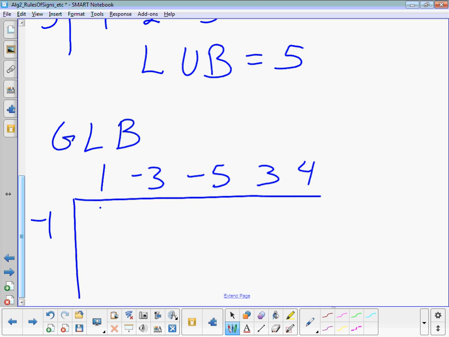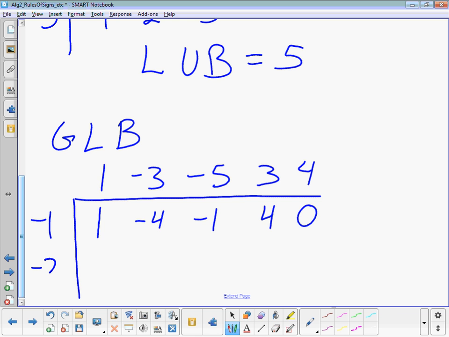So 1, I drop it down. 1 times negative 1 is negative 1. Added to negative 3 is negative 4. Negative 1 times negative 4 is a positive 4. Added to negative 5 is a negative 1. Negative 1 times negative 1 is a positive 1. Added to 3 is a 4. Negative 1 times 4 is a negative 4. Added to 4 gives me 0. Okay. These are alternating. I have a positive, negative, and negative, positive, but they have to go completely alternating. It has to be a positive, then a negative, then a positive, then a negative, then a positive, then a negative, right down the line. So this is not alternating.